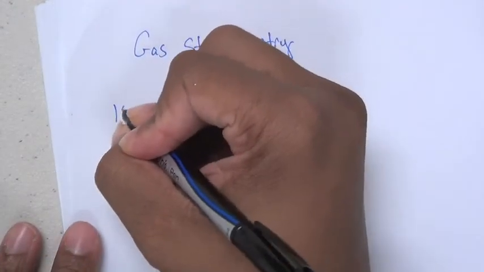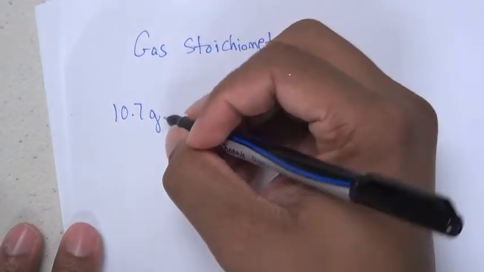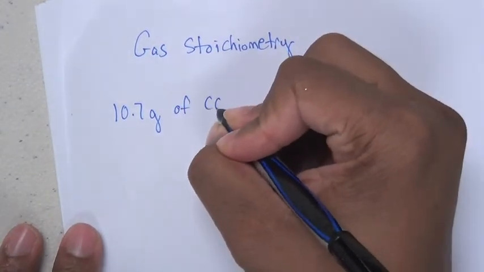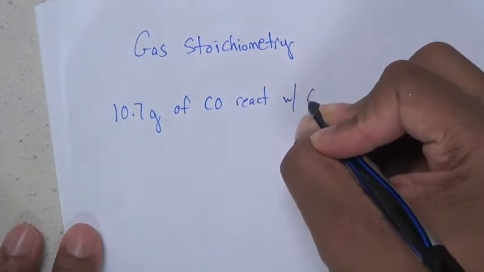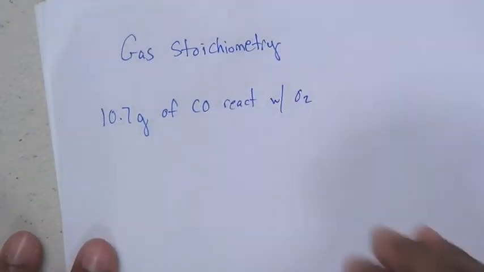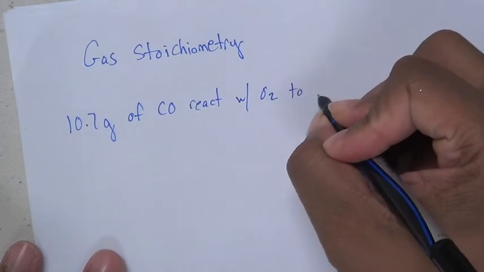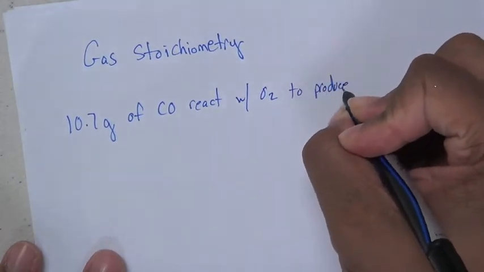Alright, gas stoichiometry. If you remember, we use stoichiometry to compare the mole ratio between reactants and products to discover how much product was formed, or how much reactant was used. For example, if we had 10.7 grams of carbon monoxide react with molecular oxygen to produce CO2.